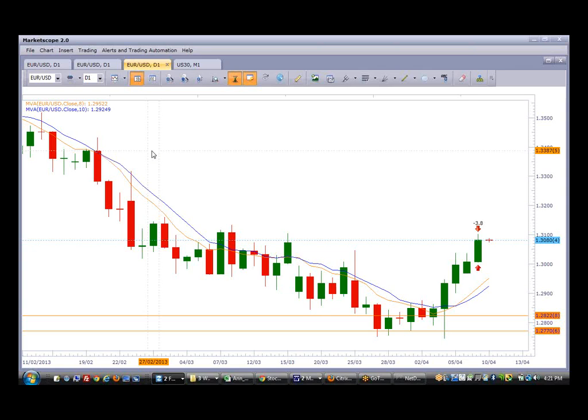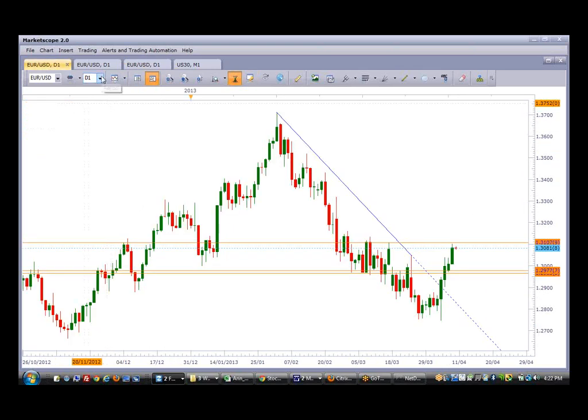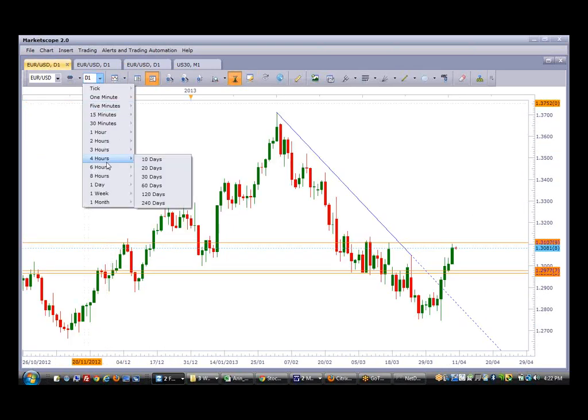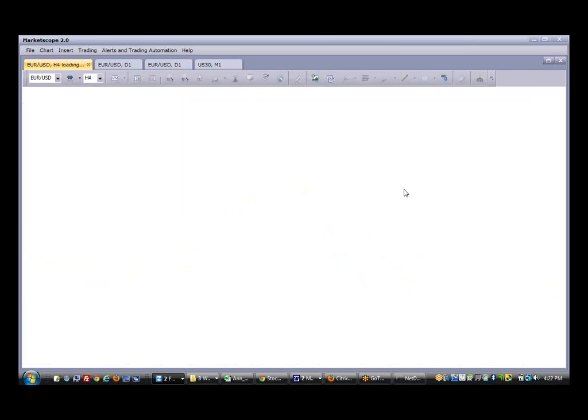Do you have to go through all the time frames or just the daily? All time frames, please. Thank you. All time frames? Okay, yes, please. No worries. Okay, let's go back to M1. Let's look at the 4-hour chart.